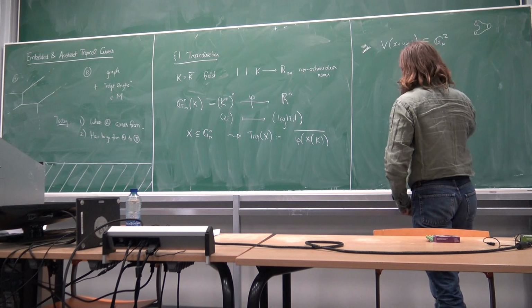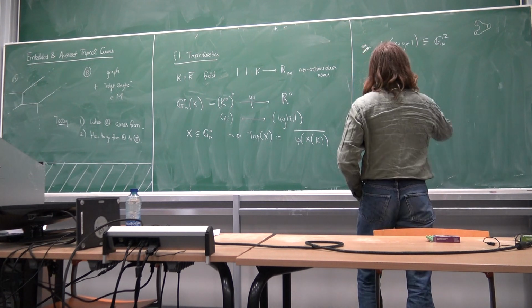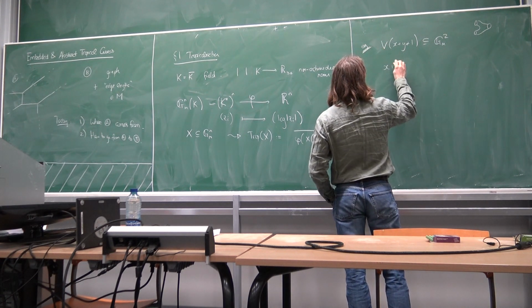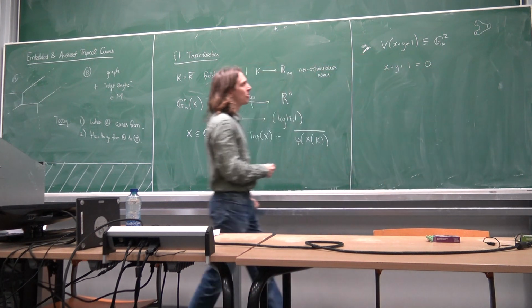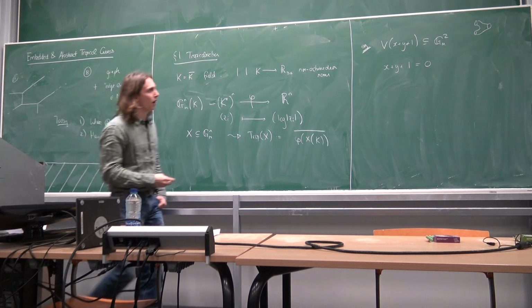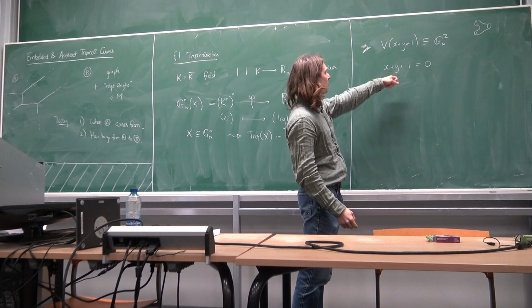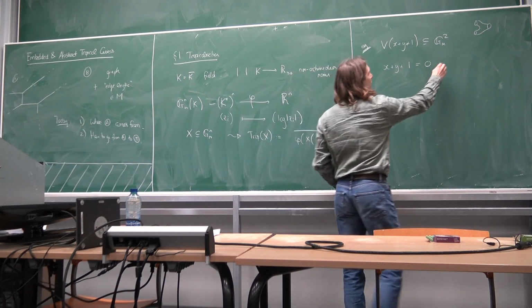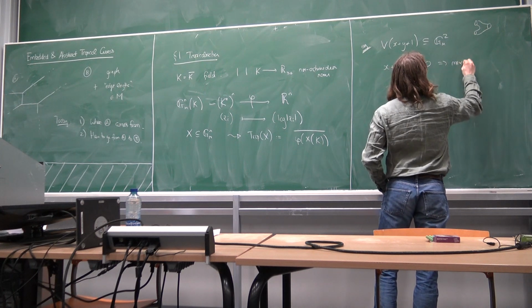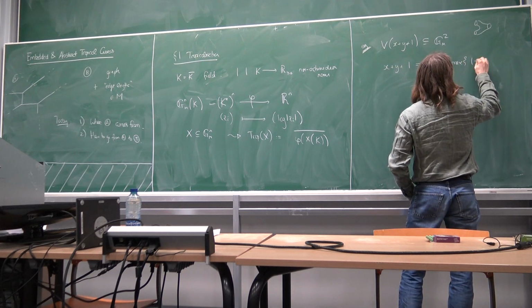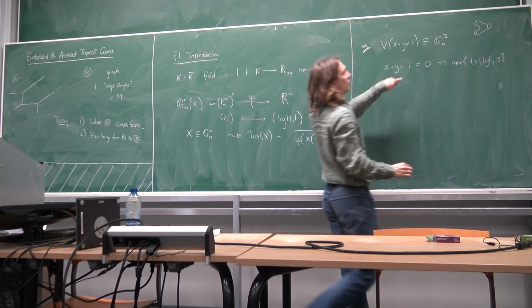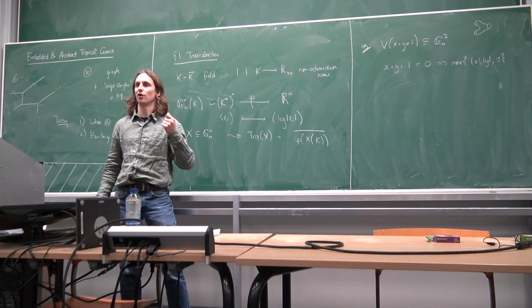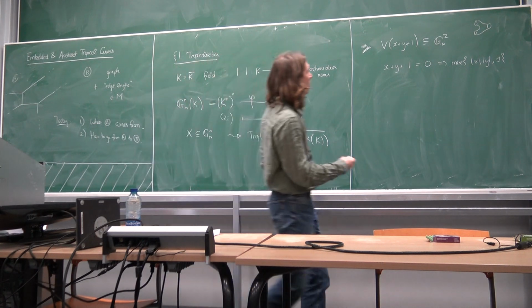So if we think about it, if we have X plus Y plus 1 equals 0, then what actually has to happen is that the maximum of the norms of these three terms has to occur at least twice.